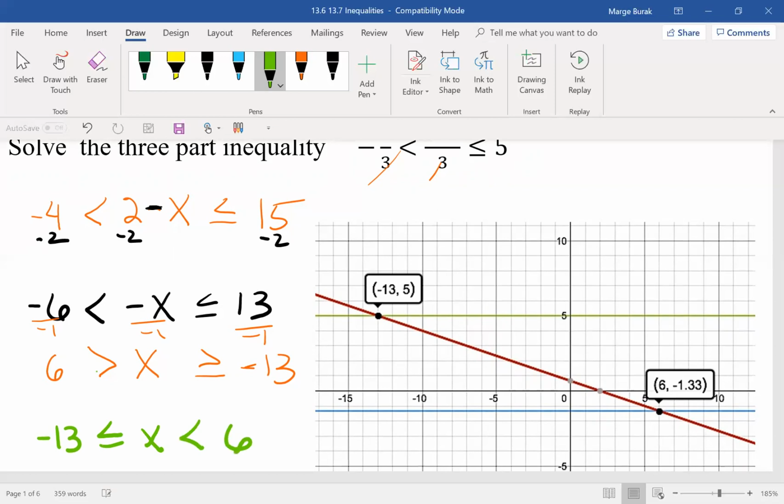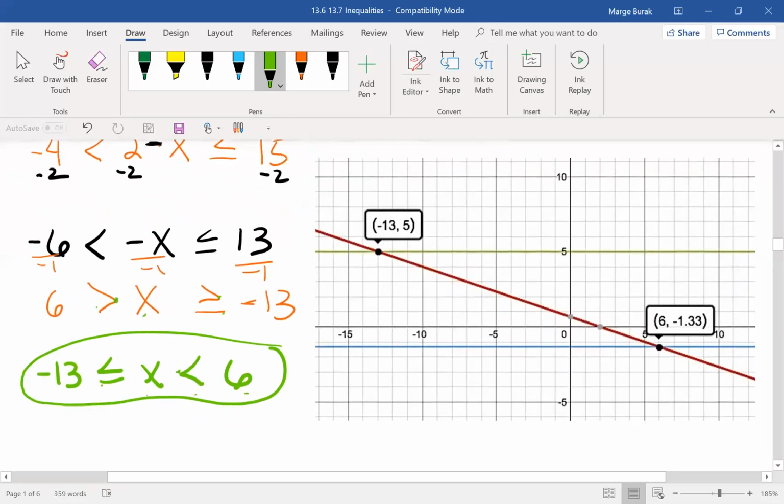This says 6 is greater than x. This says x is less than 6. As long as it's still pointing to the x and it's still pointing to the negative 13, this is my preferred way to look. And the reason is now I can look at that on an actual x-axis.